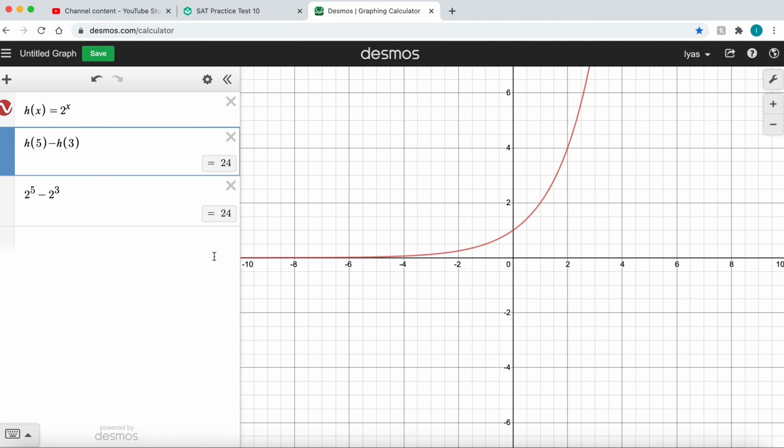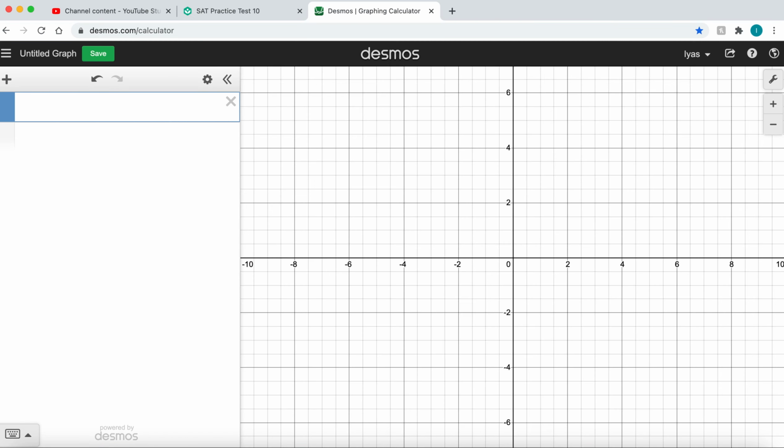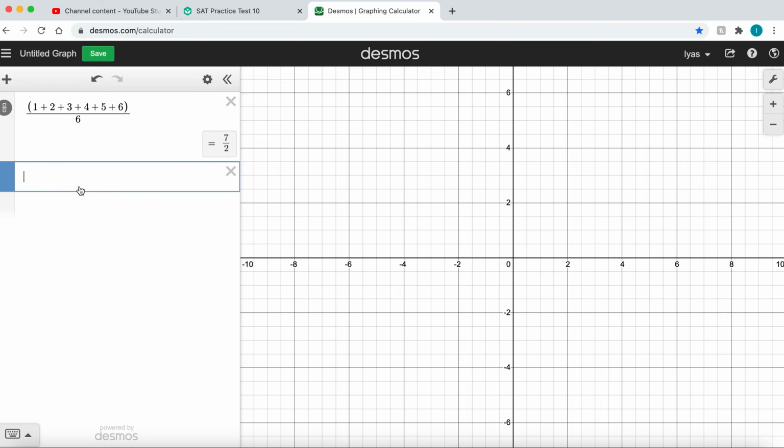So before we do that, we have to find the average. The average of list A is going to be 1 plus 2 plus 3 plus 4 plus 5 plus 6. And how many numbers do we have? We have 6. So divide that, we have 7 halves. And now for list B, we have 2 plus 3 plus 3 plus 4 plus 4 plus 5. Divide that by 6, we have 7 halves.